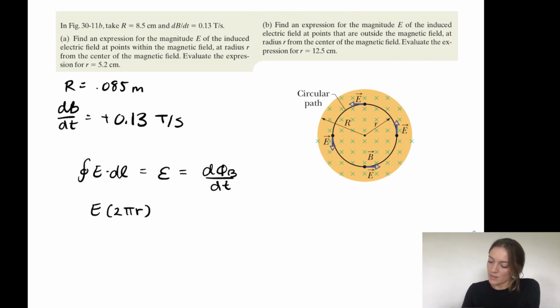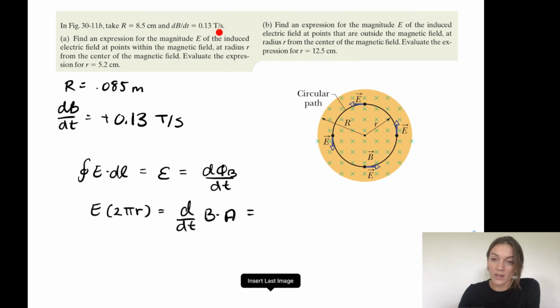And now this is going to be equal to the change in flux in the area that's enclosed by that path. So this is equal to d/dt of the magnetic field times the area. So what's the magnetic field? Well, we don't know, but we know what the change in magnetic field is, right? We were told that dB/dt is equal to 0.13 Tesla per second. So we don't really have to take any derivatives. I can just rewrite this as dB/dt times the area enclosed by this loop.